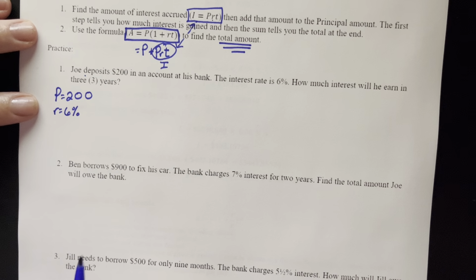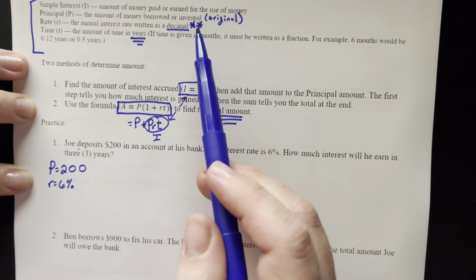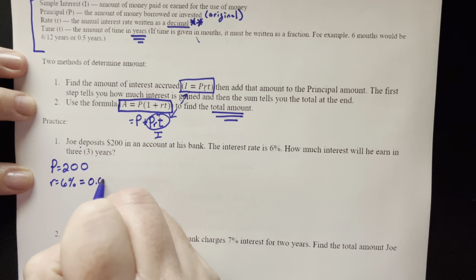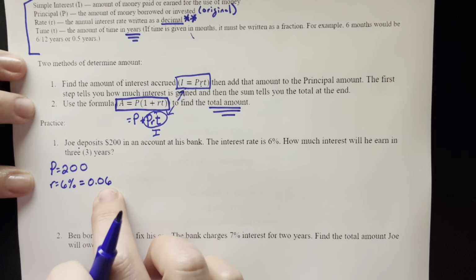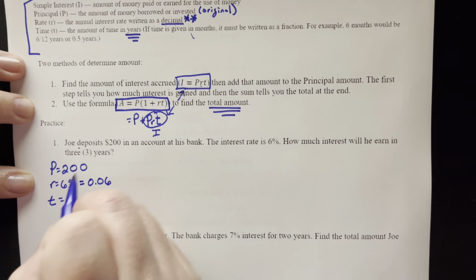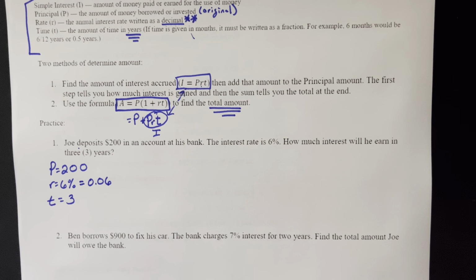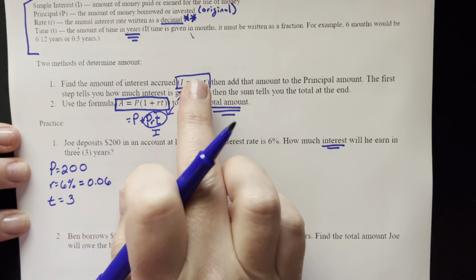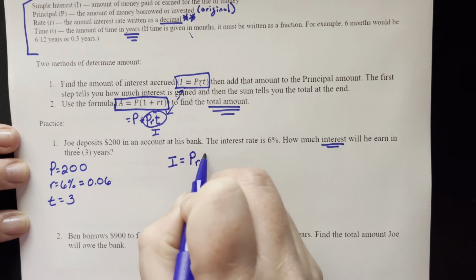Now, be very careful. It's telling you it needs to be written in its decimal equivalent form, right up at the top. So that means this needs to be written as 0.06. That's what needs to be used in the formula. And then time, 3 years. So we're giving it in years, so we're good. So now we're looking at what the question is asking us for. In this case, the question is just asking us how much interest he gained. So we can use that first formula. So the amount of interest equals the principal amount times the rate times the time.